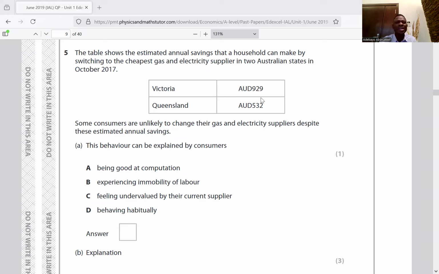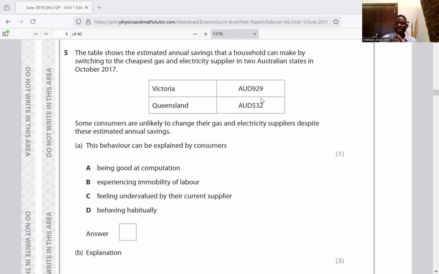Now, it said some consumers are unlikely to change their gas and electricity suppliers despite these estimated annual savings. So here, based on the data, they will be able to save more if they switch their electric suppliers. But here, now the question says, some consumers do not want to change. And if you are not changing, that's an irrational behavior. So the first point is feeling unvalued? No. Before we go into the options, I just want to quickly say something here.